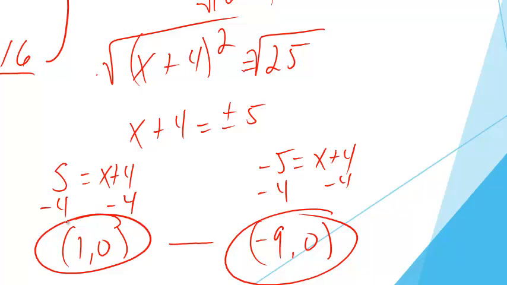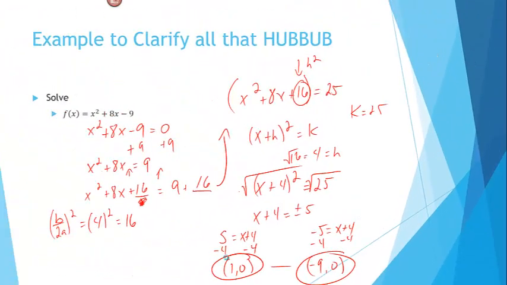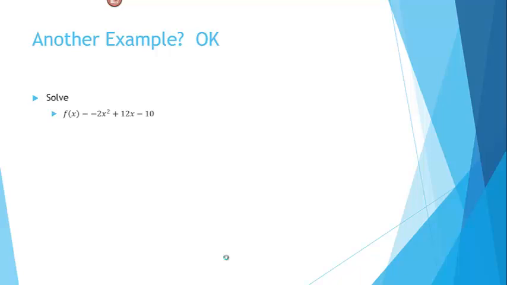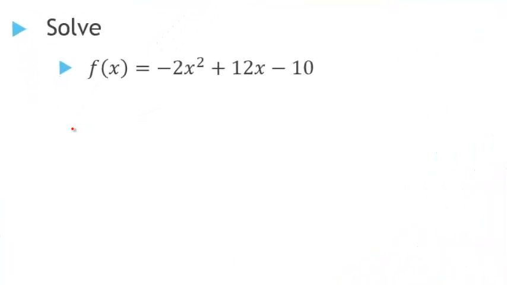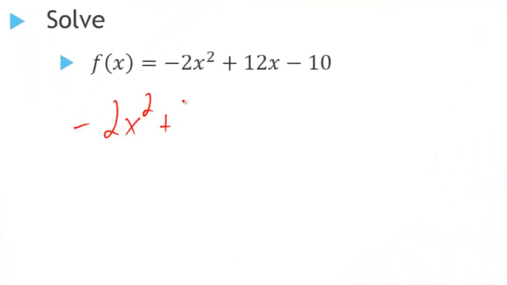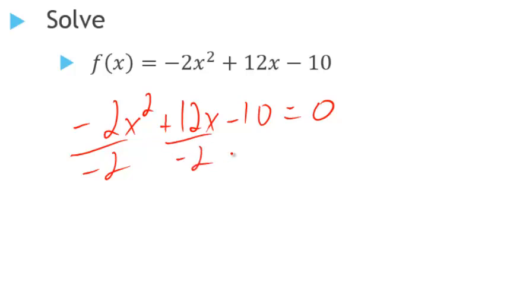Alright, so next example, and last example, we have f of x equals negative 2x squared plus 12x minus 10. So first step, we need to set our equation equal to 0. So we're going to have negative 2x squared plus 12x minus 10 equals 0. Now we need to divide everything by negative 2 to get rid of our a on our x squared, so divide everything by negative 2.